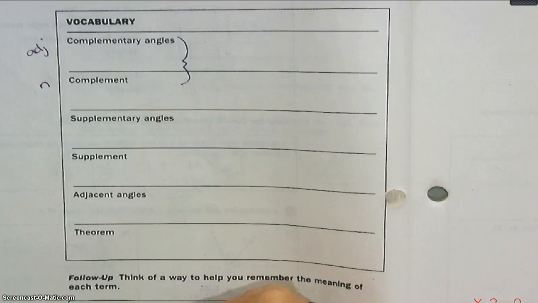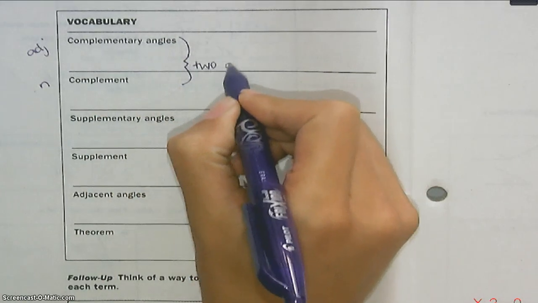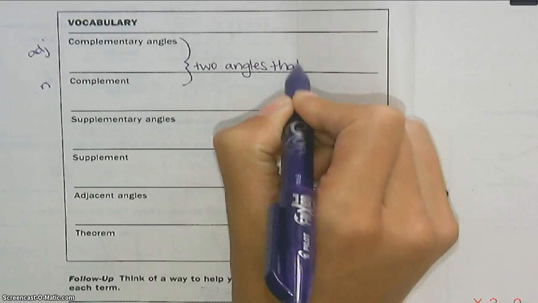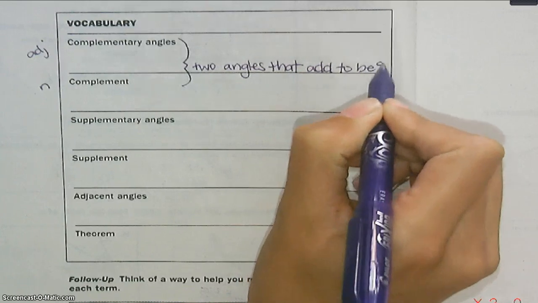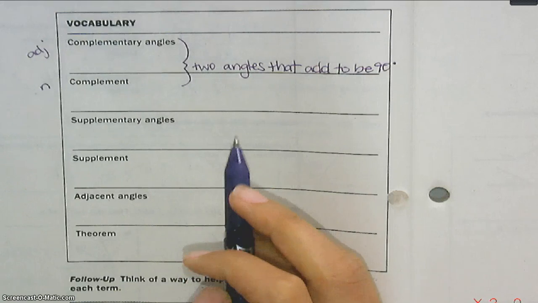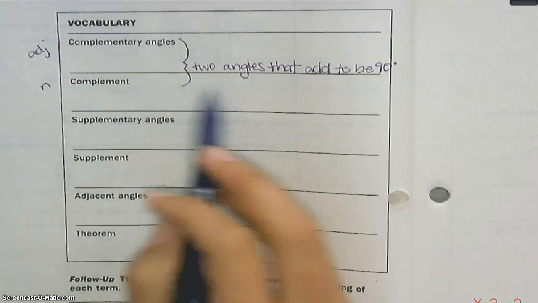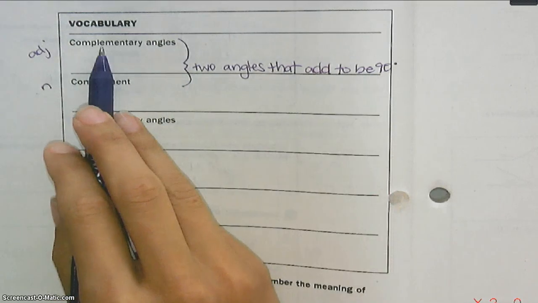So complementary angles are two angles that add to be 90, or they add to be a right angle. And how I remember complement versus supplement is that when you're right, you get a complement.